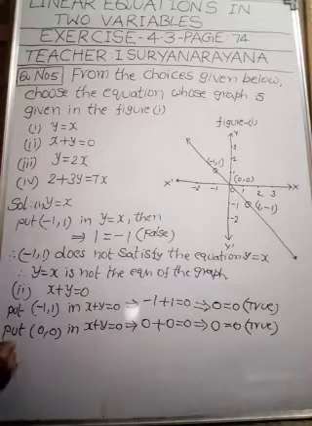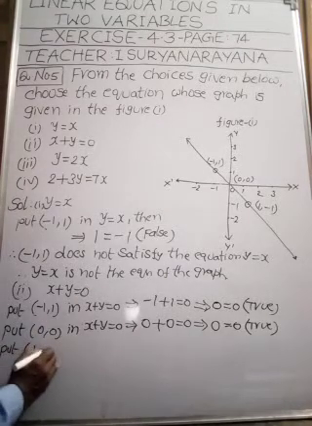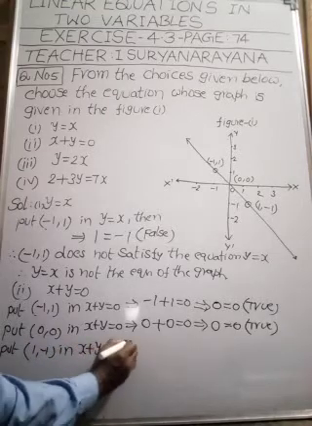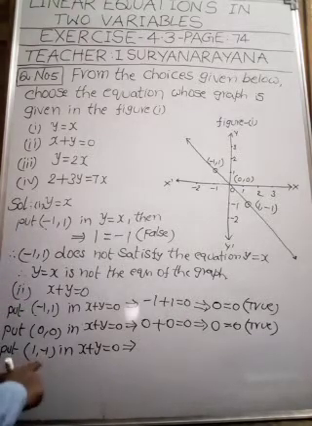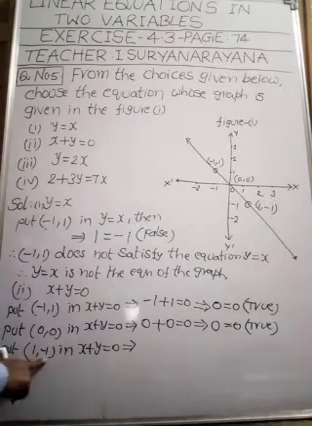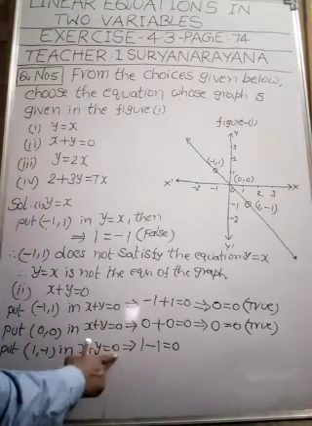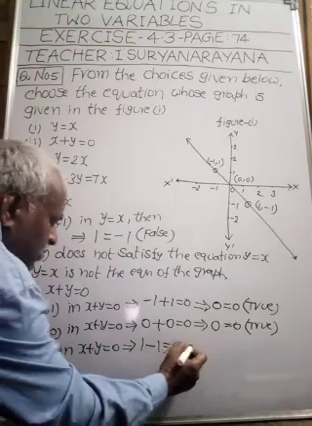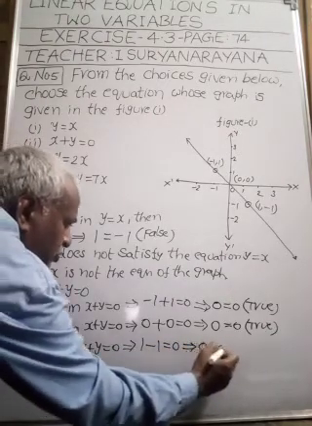Now we go to the third point. Put 1 comma minus 1 in the equation x plus y is equal to 0. We have to substitute the next point. Understood this point, my children? Then what is the x value? 1, and the y value is minus 1. So 1 minus 1 is equal to 0. I am writing the RHS as it is. Understood this step? So 1 minus 1, 0 is equal to 0.